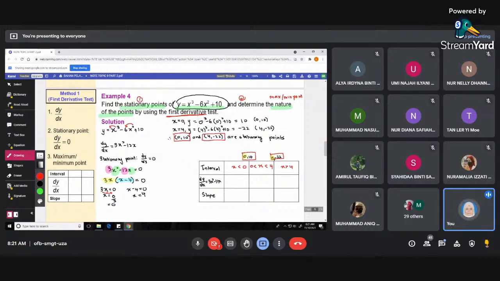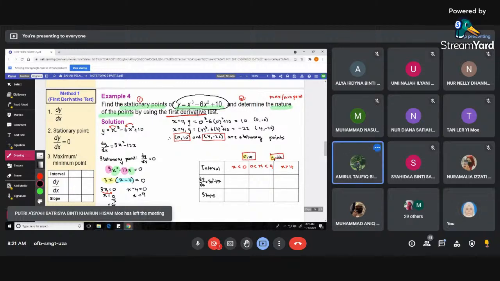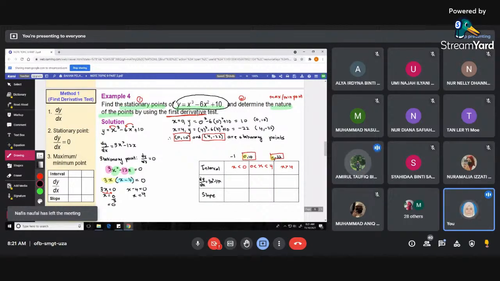Okay, and now choose one number, X less than 0. What is your value? Choose one point. X lebih kecil daripada kosong, pilih satu nilai. X sama dengan berapa? Negative 1. Oh, pilih negative 1. Negative 1, 3 times negative 1 square minus 12 darab dengan negative 1. I just want to know, is it positive or negative? That's all. Positif. Betul.